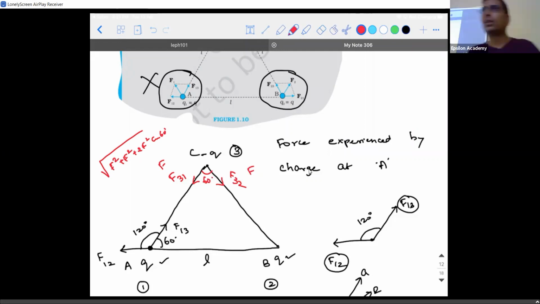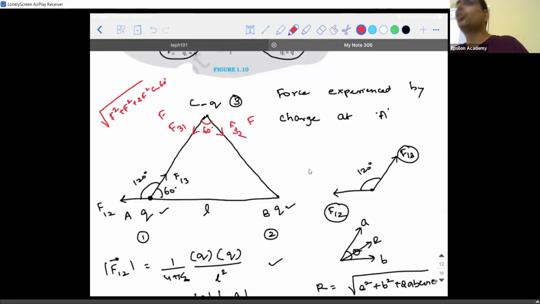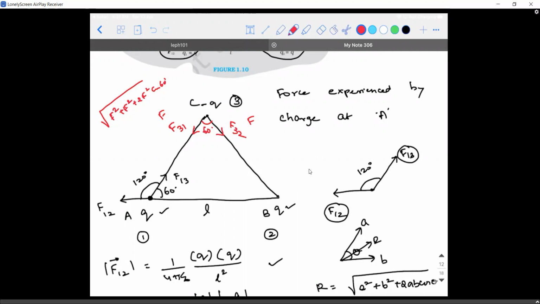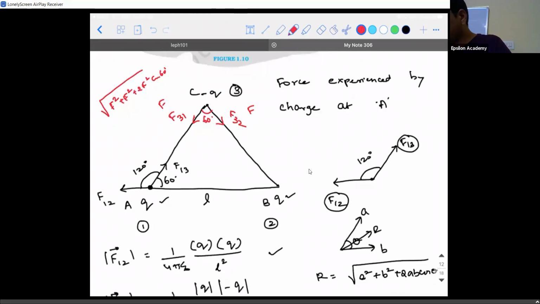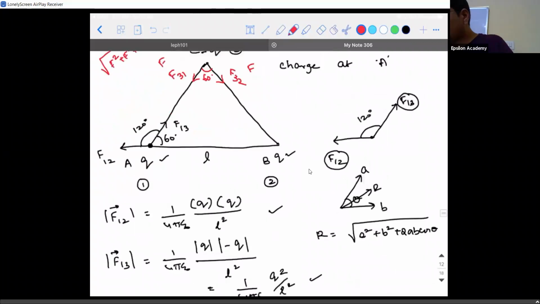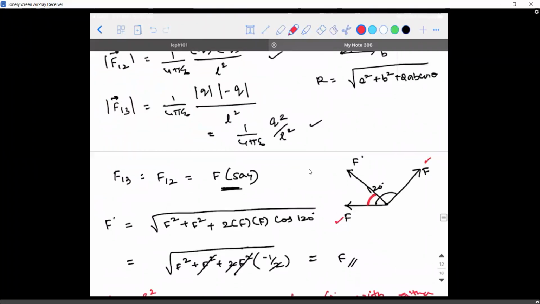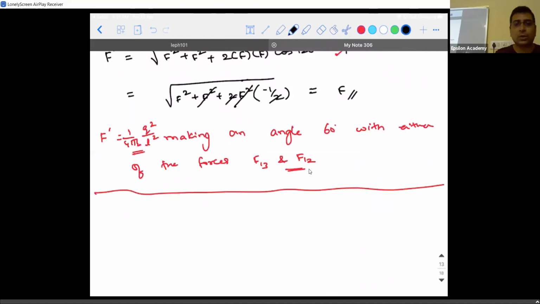Similarly on the other charge, you guys can calculate it. It will be the same as that of the first charge. So root 3F in which direction? When I say direction, you need to mention the angle. Root 3F, don't say downward. Root 3F making an angle of 30 degrees with either of the vectors F31 and F32. So you should always mention it in terms of angle. Shall I proceed? So this is about the force acting between multiple charges. I hope it is clear.